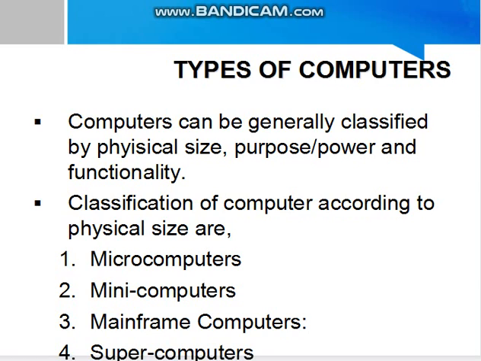As we discussed earlier, the types of computers can be generally classified based on physical size, purpose, or power and functionality. Now we'll classify computers according to physical size. The first one is microcomputers, then minicomputers, mainframe computers, and the supercomputers.